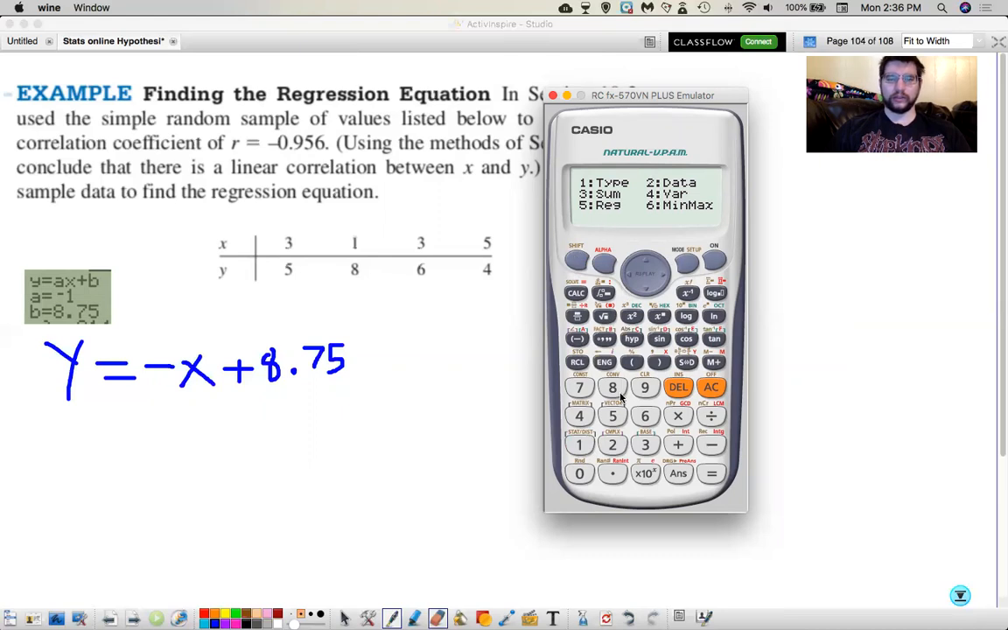AC out of there. Shift 1. Again, we're going to go to regression, and we need A and B. So I'm going to see what A is. A is 8.75. I'll screenshot it rather. And I need B. B is -1.